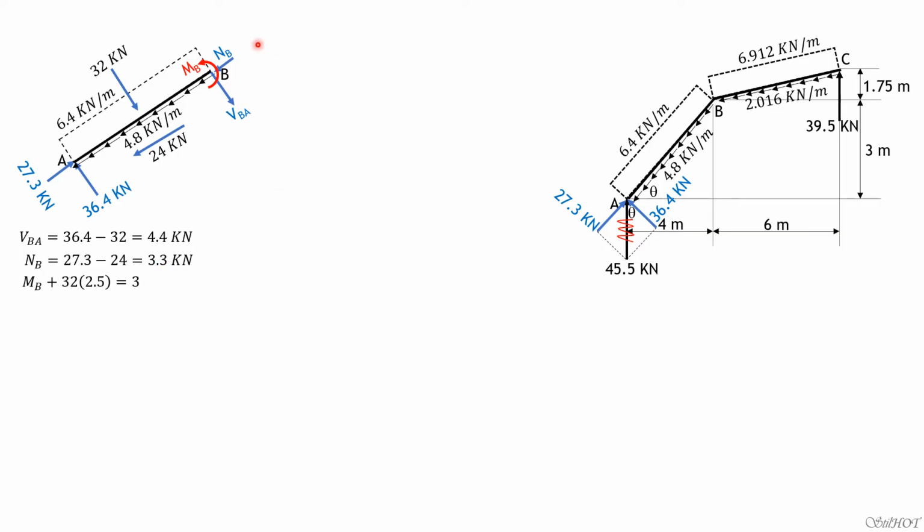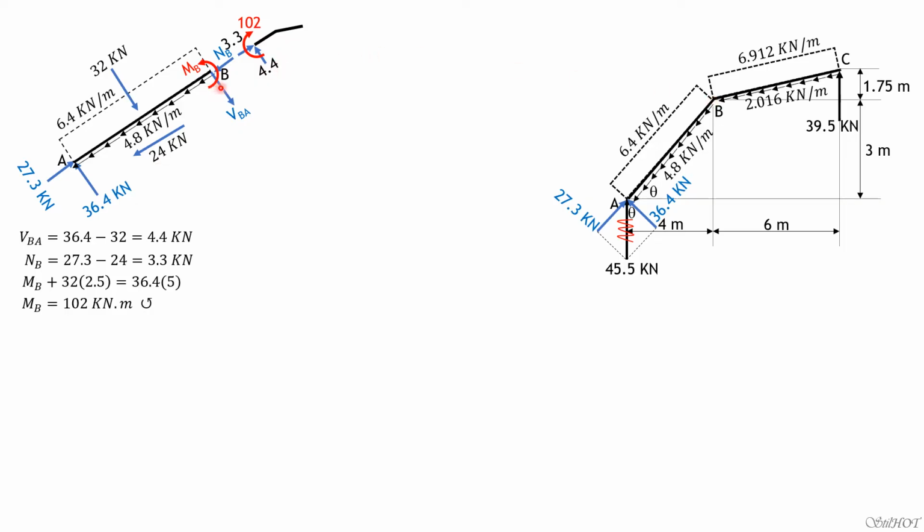Then moment at B, or summation moments at B equals 0. Counterclockwise positive, so moment B plus 32 times 2.5, this is half of 5, so 2.5, is equal to 36.4 times 5. So solving for moment at B, it is equal to 102 kilonewton meter, and that is the sense. Let's now transmit NB, shear BA and MB to this joint B here.